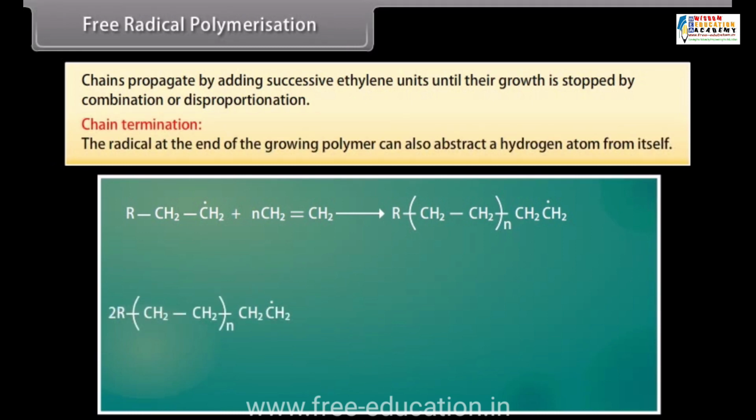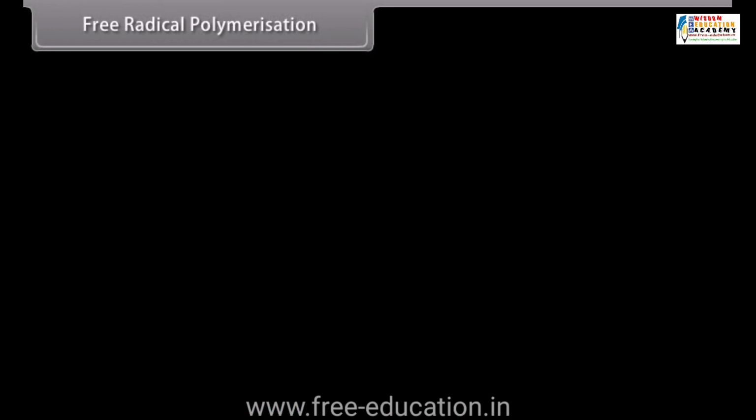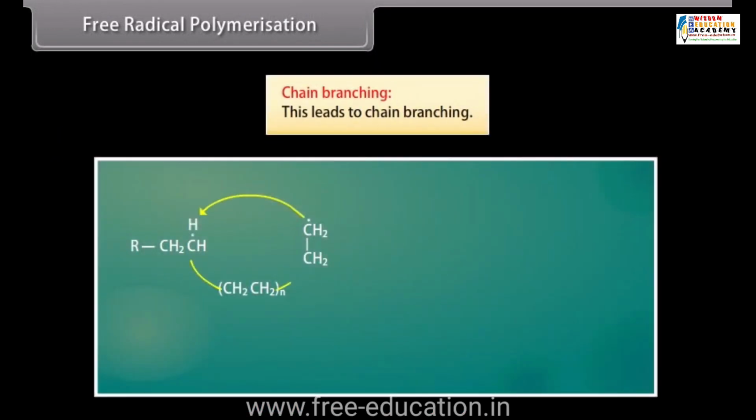Chain termination. The radical at the end of the growing polymer can also abstract a hydrogen atom from itself. Chain branching. This leads to chain branching.